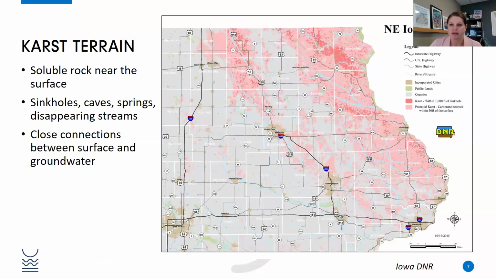So what is karst terrain? Karst terrain is a kind of bedrock formation that is very soluble and means that there can easily be sinkholes that form. There are a lot of caves and springs in these regions because the bedrock is so soluble. So there's a lot of limestone and rocks like that that can allow for easy transportation of surface water into groundwater. So it's a very vulnerable kind of landscape because it allows for this quick movement, and that means that pollution can move very quickly as well.